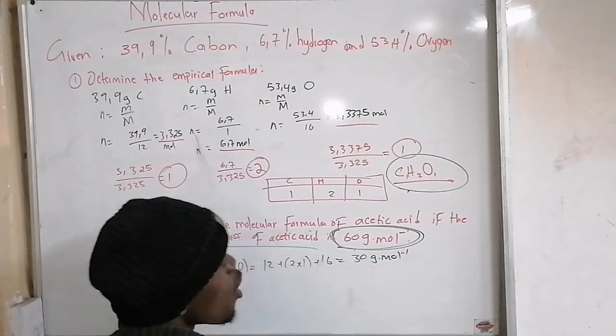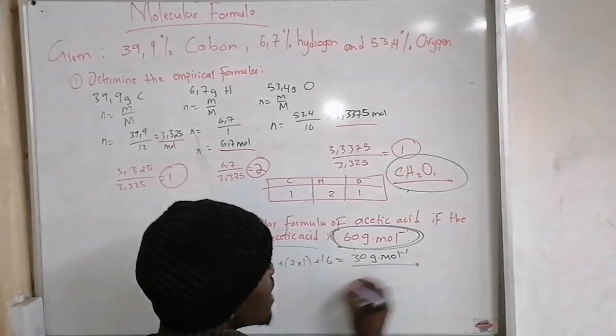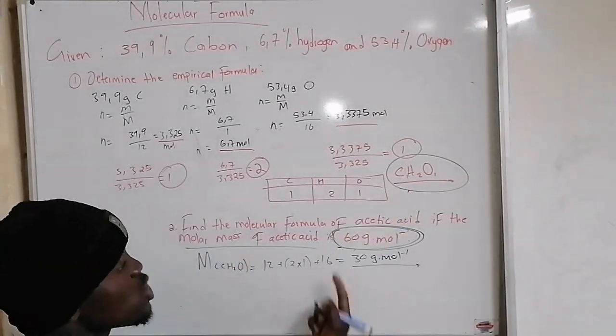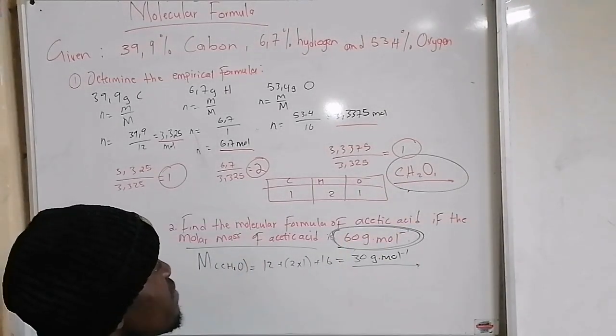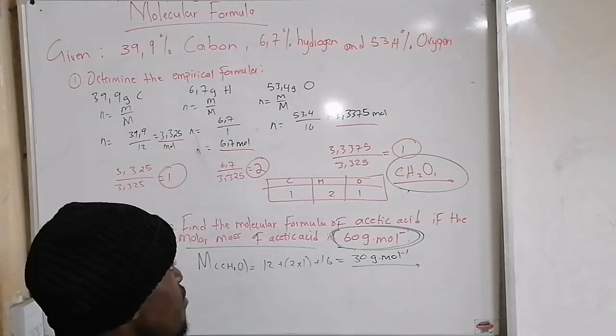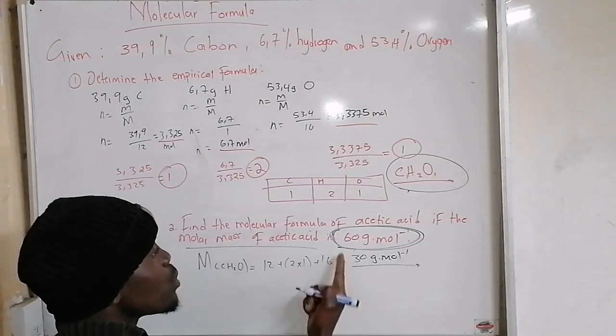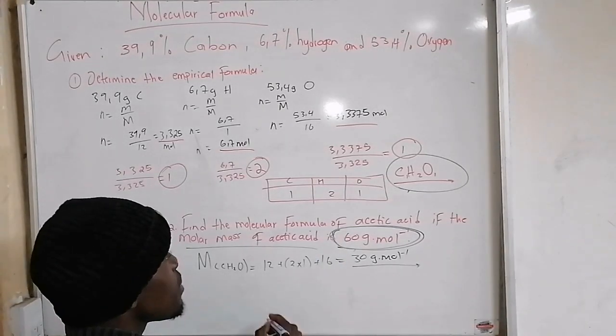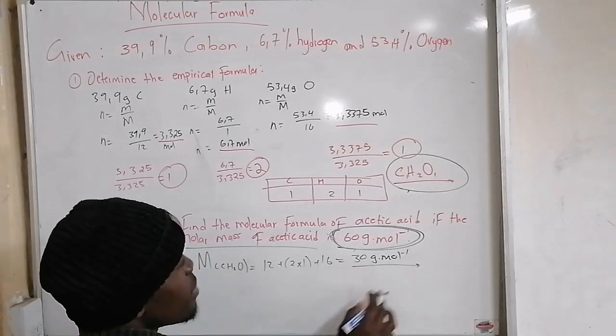Now you are done. Why? Because you found the molar mass for the empirical formula, and you were given the molar mass for the molecular formula. Therefore, now you will take the bigger molar mass and divide it by the smaller molar mass.